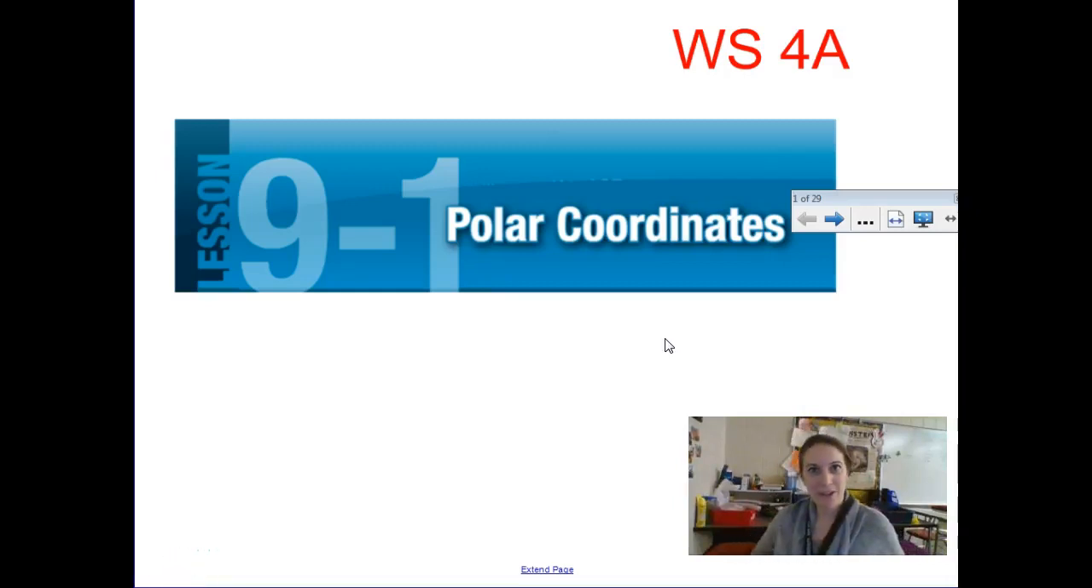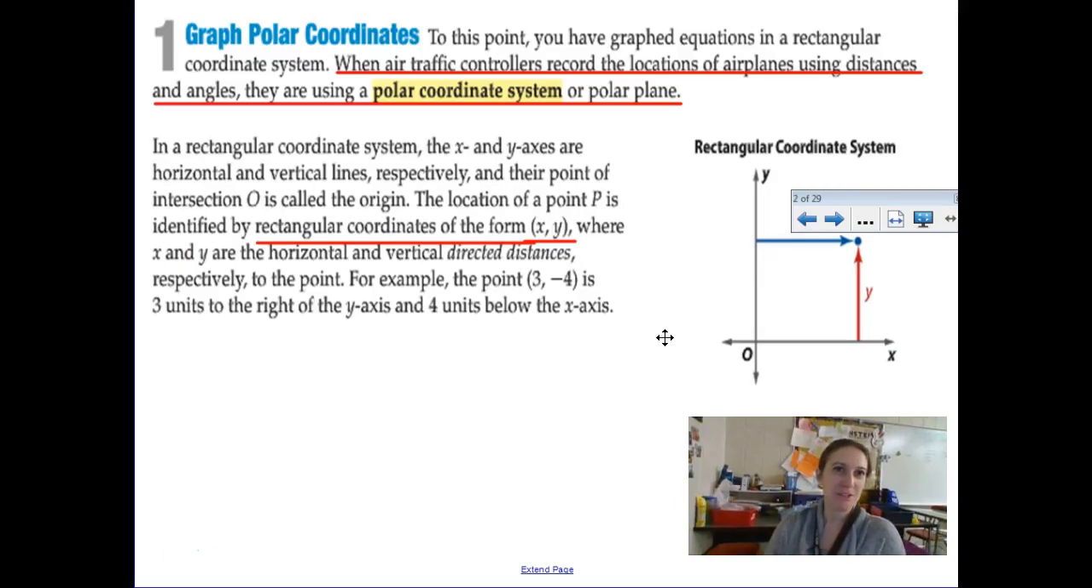All right, we're back. We're skipping ahead to chapter 9, even though it's the same unit. And we're going to talk about the polar coordinate plane and polar coordinates today, and how to graph those polar coordinates. So typically we've been graphing in the rectangular coordinate plane, which is the Cartesian coordinate plane, or the XY coordinate plane. Well, today we're going to talk about the polar coordinate system.